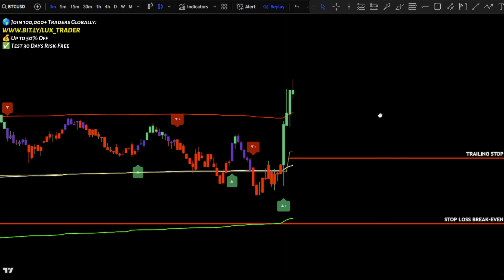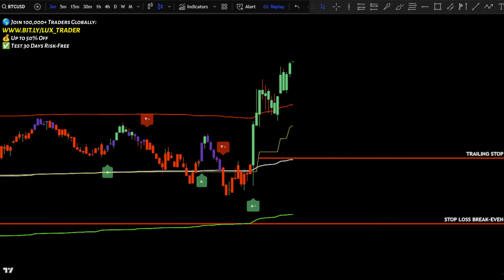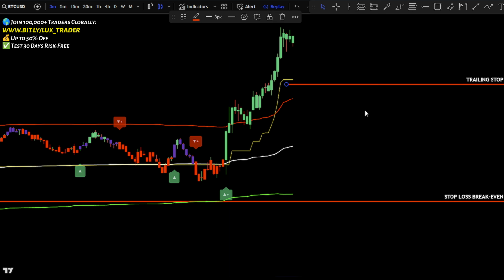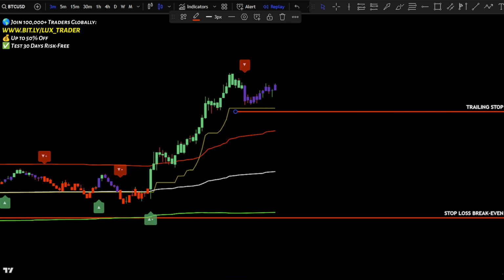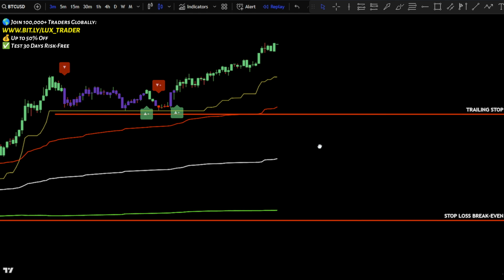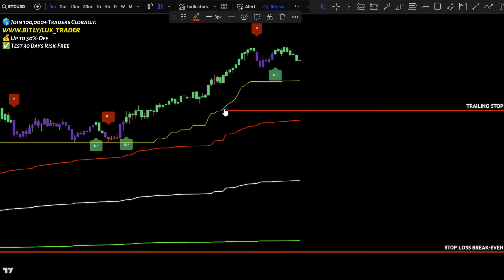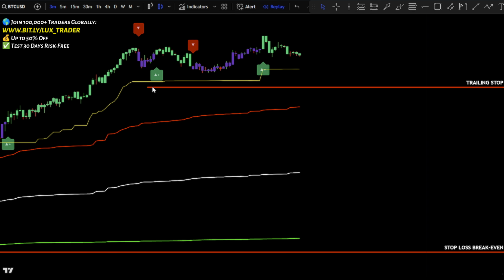Once the price touches the red line again, start adjusting the stop loss higher, using the yellow Neo Cloud line as your guide. Each time the yellow line moves up, trail your stop loss slightly higher. Continue this process until the price eventually hits your stop loss, securing maximum profit from the trade.